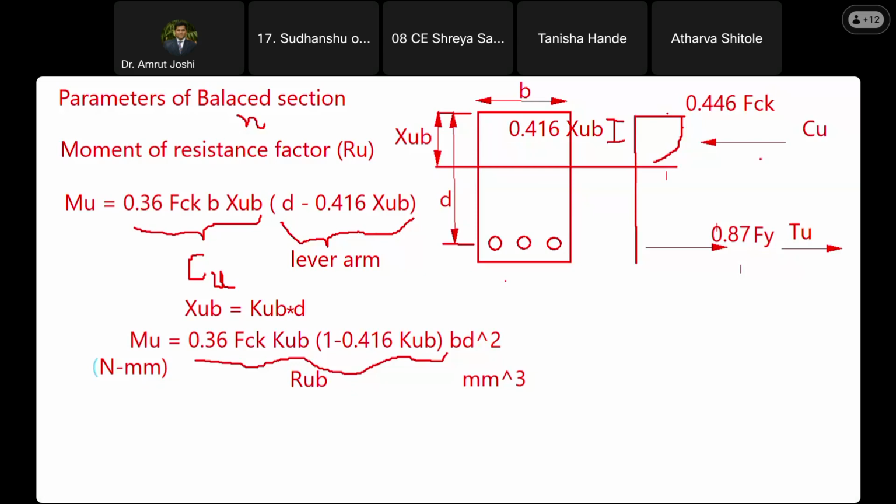Now for various grades of steels and for various grades of concrete, we have already derived the values of this RUB. And for various grades of steel, we have already derived the value of KUB. So we have everything ready with us in tabular form as far as KUB and RUB is concerned. Are you with me, Shreya? Yes. Okay.